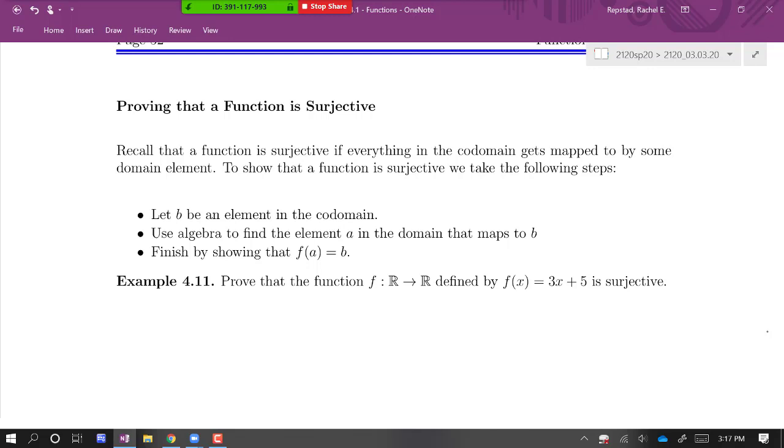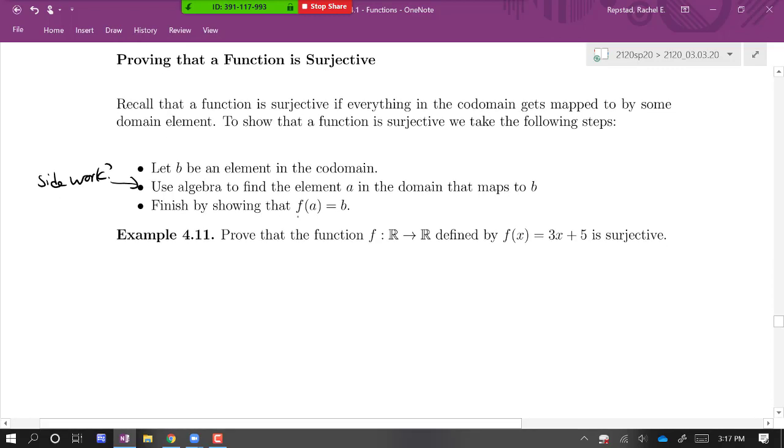So the way we do it is we say, let's let B be some random element in the codomain. We're not going to actually pick one. We're going to call it B or call it whatever letter you want. The only thing we're assuming about it is that it's an element of the codomain. We use a little algebra to find out what element A in the domain would map to it. Often this might be some side work. It could appear in the body of your proof, or it could be kind of off to the side. It should be included regardless. And then you show, look, here's this element A that I know is in my domain. That's really important. You got to say, I know this has to be a domain element. And then you say, look, I'm going to plug it into the function, and that gives me B.